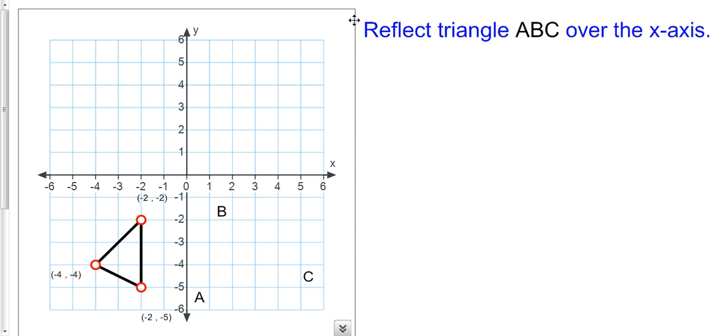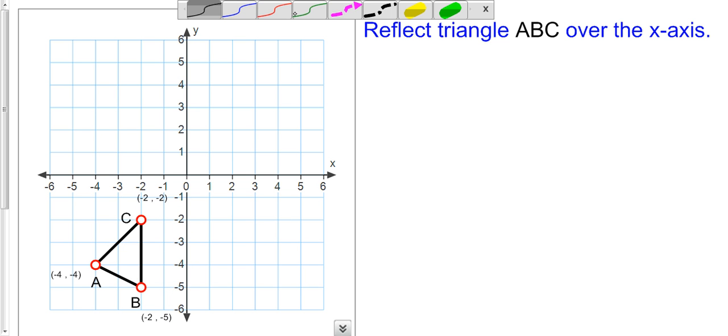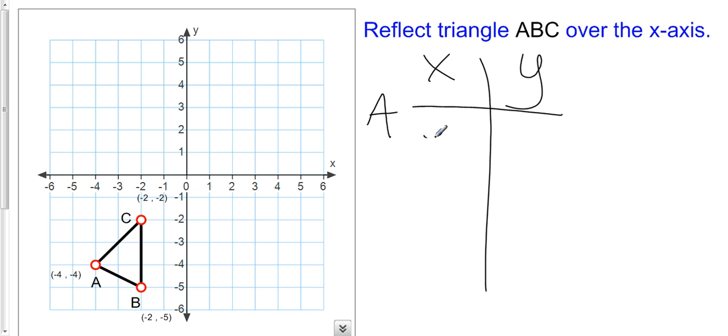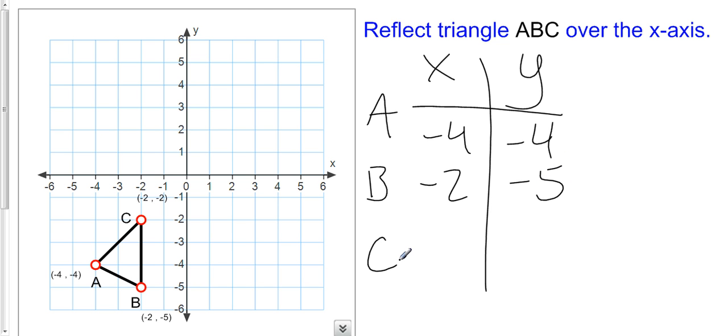Okay, there we go. So my original table is going to be, and we'll have to move these letters here. So I got my triangle ABC. Label those like that, like so. So my point A is negative 4, negative 4. My point B is negative 2, negative 5. My point C is negative 2, negative 2.